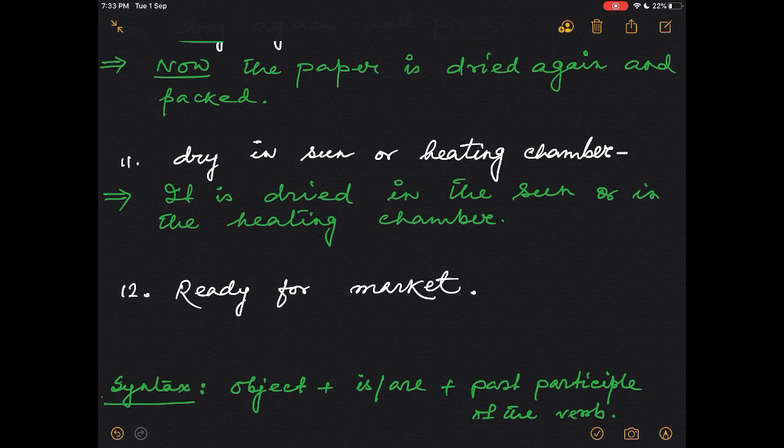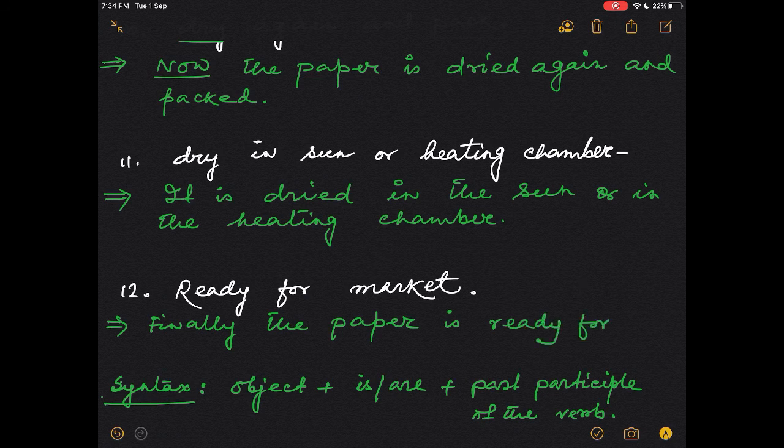And number 12, ready for market. Finally, the paper is ready for the market. Now students, we have finished our writing.